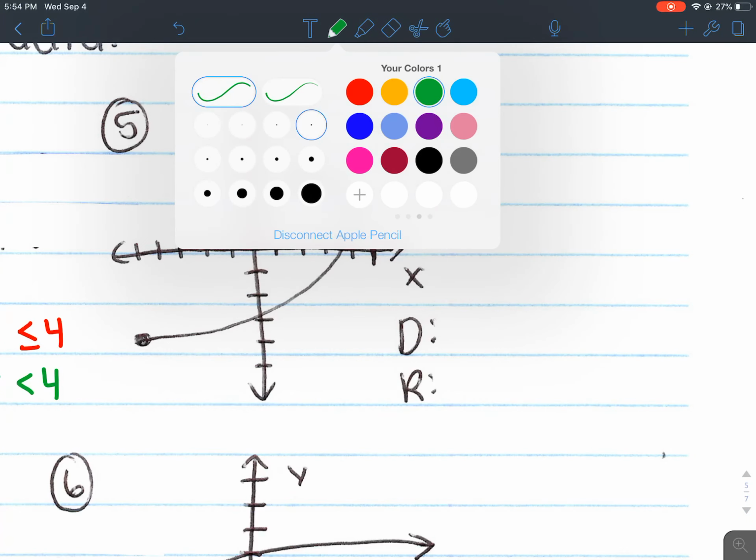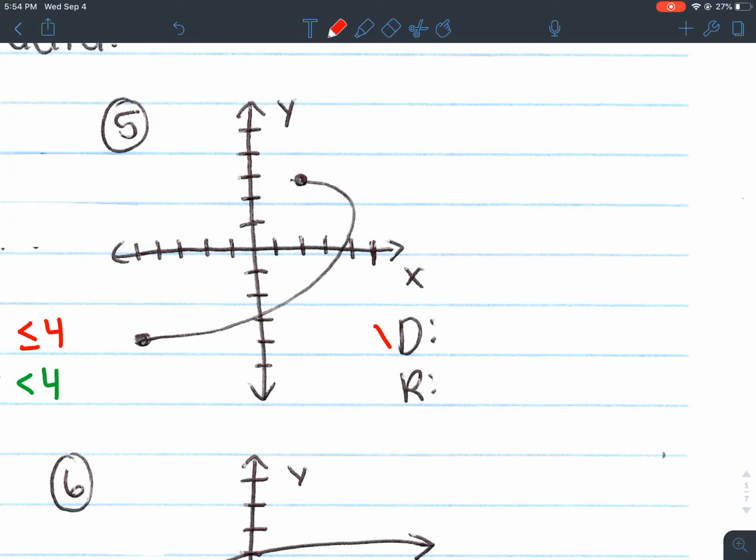All right, I'm just trying to make the video not too long. Number 5, domain is x. So let's start at the left. Starting at the left, the very first x value I encounter is at -5.